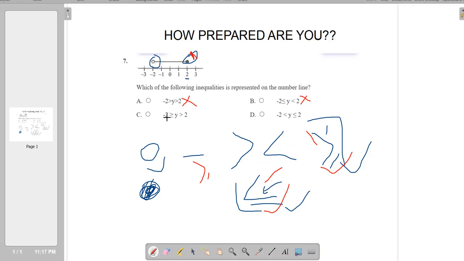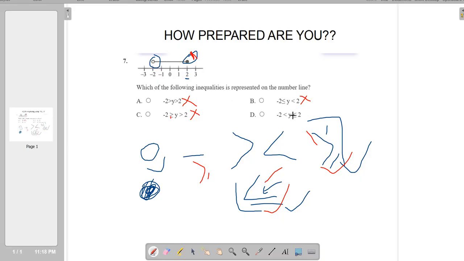Then let's move to option C. Option C is saying that -2 is greater than or equal to y, and y is also greater than 2. Now, look at this side, it's unshaded. It tells us that it must not carry this equal to. So then we can also eliminate option C. And obviously the answer has to be D, because we've eliminated three answers successfully.